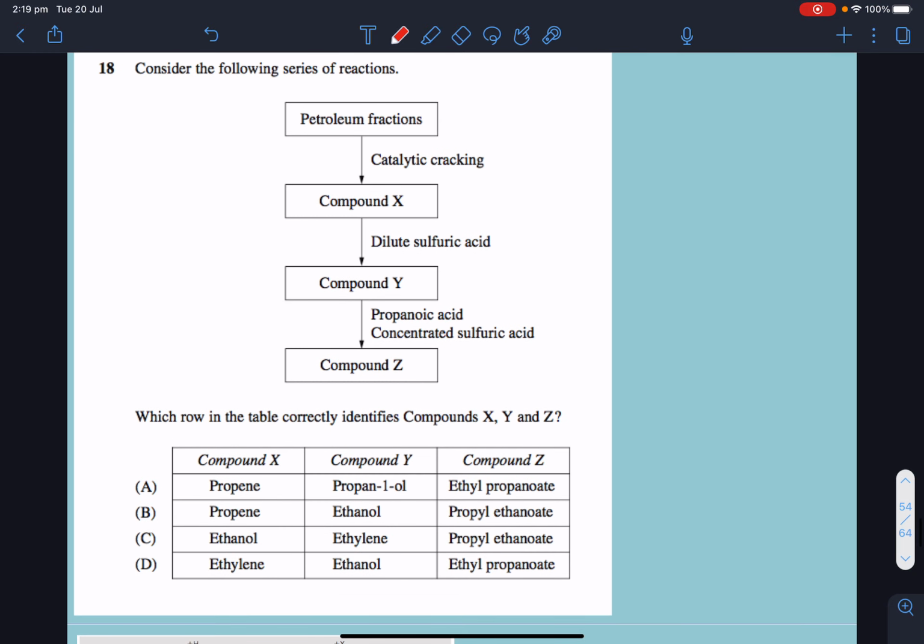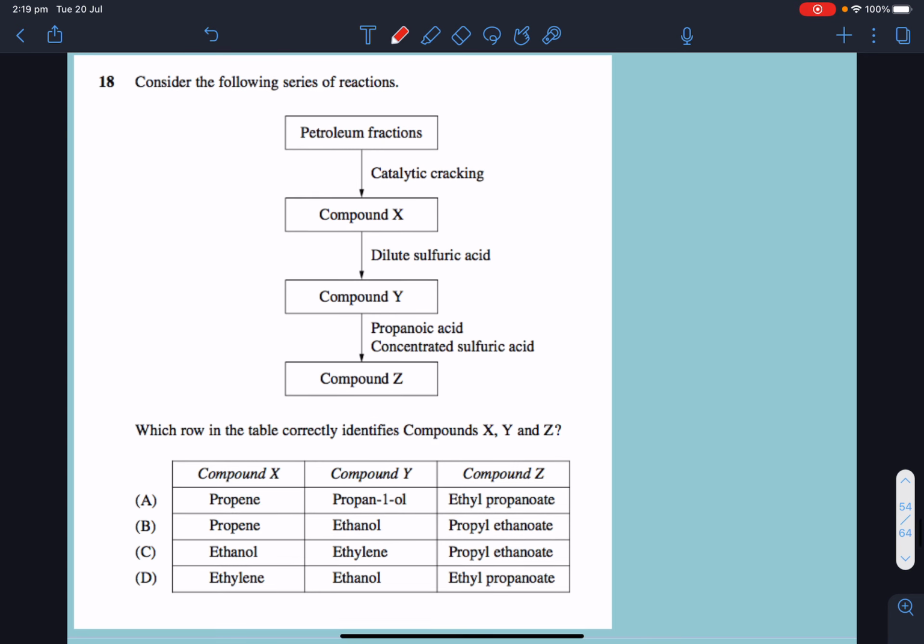Okay, so here's a reaction pathway with a question in it, a past HSC question, and this is the type of thing we're talking about. Okay, so we've got compound X, Y, and Z, and we're starting from petroleum fractions, and it's asking us to identify. Okay, so if you're starting with petroleum fractions and you're doing catalytic cracking, what you're hoping to form is that building block there, okay? Ethene or ethylene, okay? So compound X wouldn't be propene, wouldn't be ethanol, it would be ethylene or ethene. That's what we want there, okay?